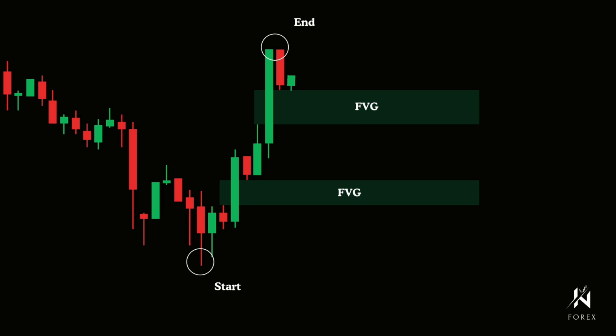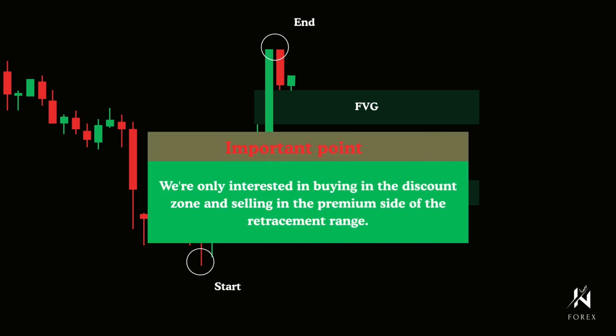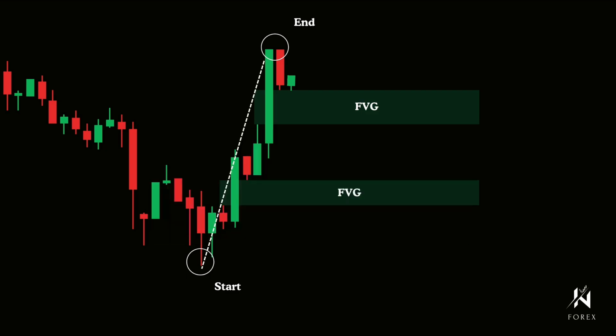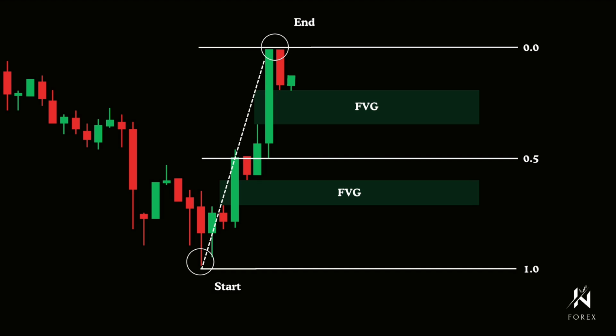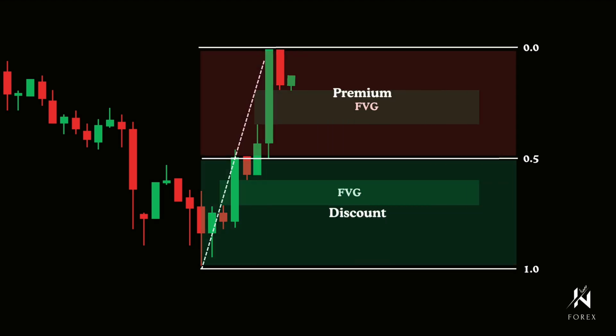Now, here's a crucial detail. We are only focused on buying within the discount area and selling within the premium zone of the retracement range. To define this, we apply the Fibonacci retracement tool from the move's origin to its high. The space above the 50% mark is considered premium, and the area below it is labeled the discount zone. That's why our attention is on the lower fair value gap, for several reasons.